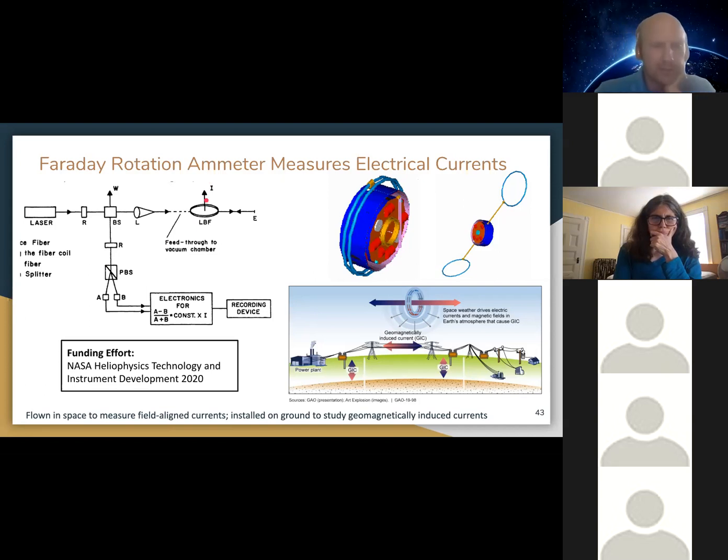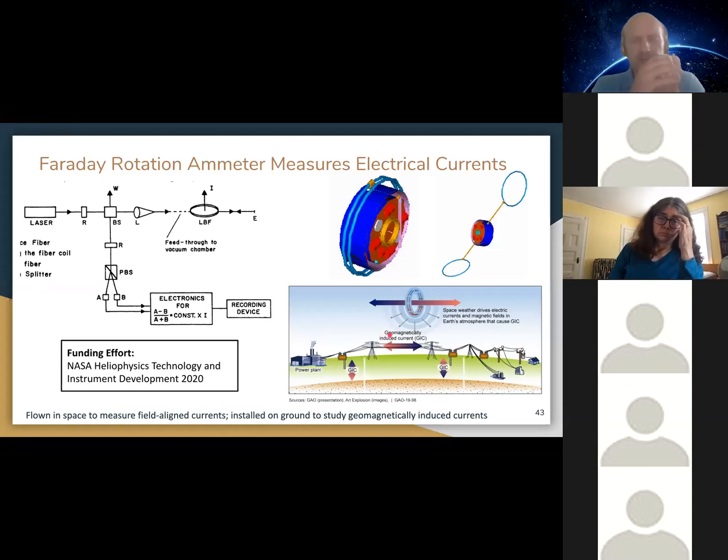In my current efforts, Jason and I are writing a proposal for the heliophysics technology and instrument development program, which needs to be submitted in a little over a month, and hopefully we get funding for this. And there are several applications for this. Similar to the Rogowski coil, it can be flown on a satellite or on a sounding rocket to measure field-aligned currents or any type of current system. It can also be installed as a ground station.